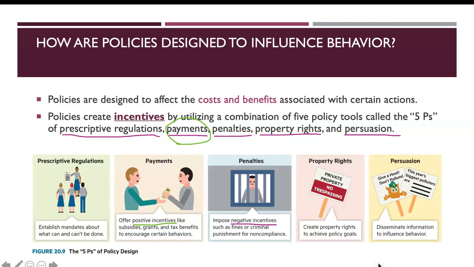So how are policies designed to influence behavior? Policies are designed to affect the costs and the benefits associated with certain actions. So the costs and the benefits are the motivation to influence people's behavior, right? Policies create incentives by utilizing a combination of five policy tools called the 5 Ps: prescriptive regulations, payments, penalties, property rights, and persuasion. So the incentives could be positive or negative.